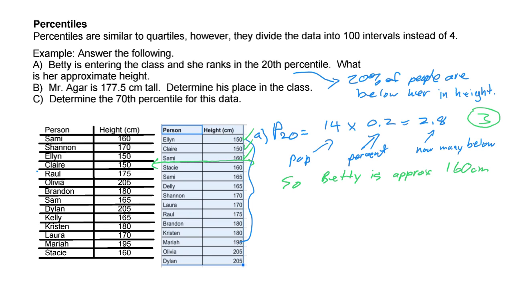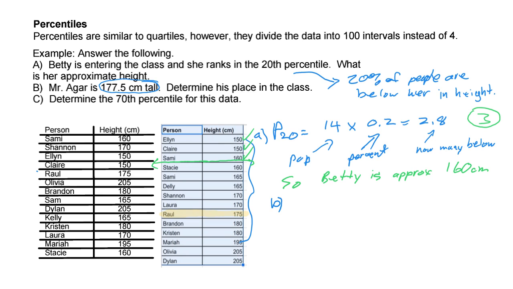160 centimeters tall. So now let's take a look at question B on this problem. It says, Mr. Agar is 177.5 centimeters tall. Determine his place in the class. So in order to do that, we have to find 177.5 centimeters. To find that, you have to go to that portion of the list that has it. So I'm just going to highlight that right now. There we go. So there's 175.5.